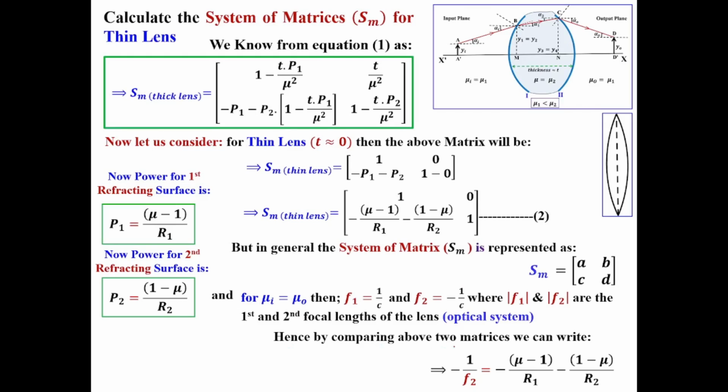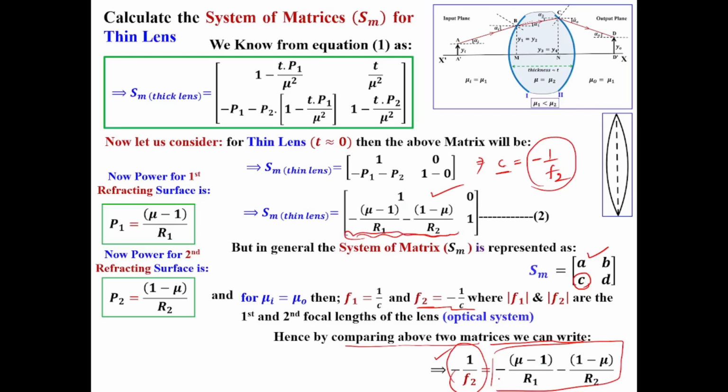Hence, by comparing the above two matrices, we can write: you just compare this general system matrix and this one. Here the C value is nothing but this much, and here we found f2 is nothing but minus 1 by C. So f2 equals minus 1 by C, so that implies C equals minus 1 by f2, right? Minus 1 by f2 will be equal to C. So the same thing I have written over here: minus 1 by f2 is equal to C. C means this value.